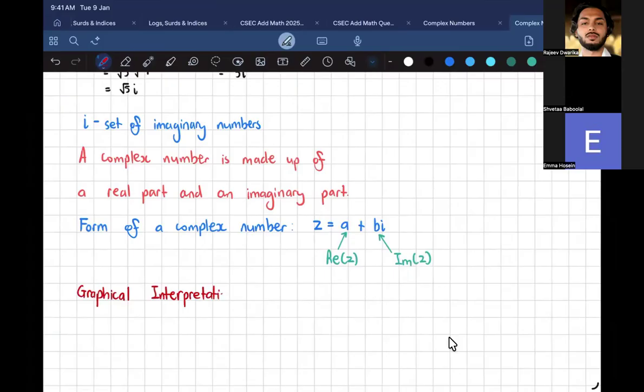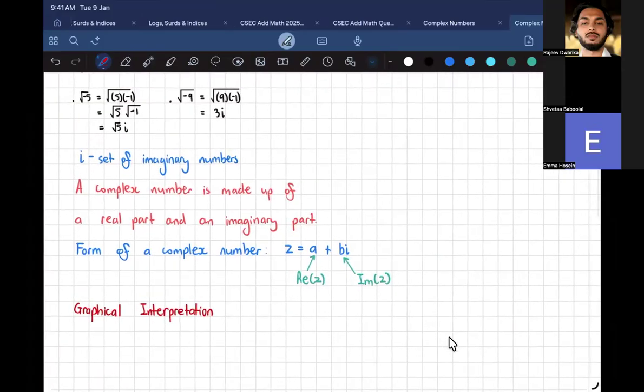Right. So copy that down and we'll look at the graphical interpretation with the discriminant.